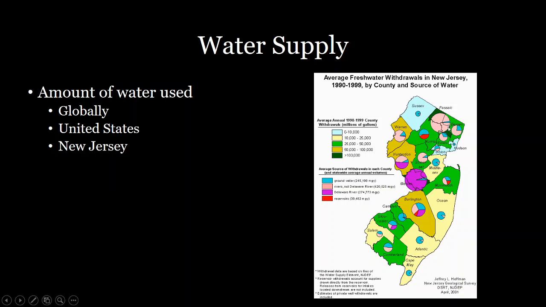And so the distribution of groundwater or river water or reservoirs can vary even over small distances and where each individual municipality gets their water supply.